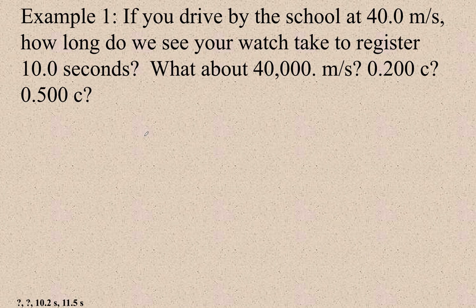If you drive by the school at 40 meters per second, this is pretty fast, right? That's 90 miles an hour. How long do we see your watch take to register 10 seconds? So it's going to take longer, right? The 10 seconds is going to dilate. Your clock will run slower.